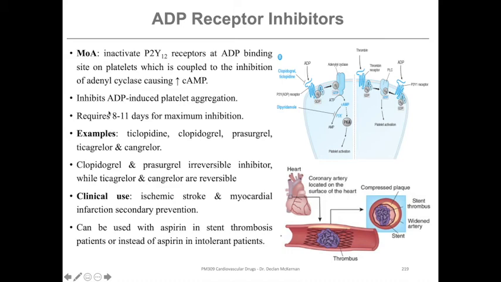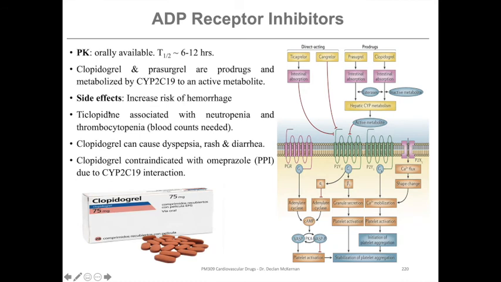Clinically, these are used for ischemic stroke and myocardial infarction secondary prevention, and they can be used with aspirin in stent thrombosis patients, or instead of aspirin in those that are intolerant to it. This is shown in the diagram on the bottom right. These drugs are orally available with a half-life of 6 to 12 hours. Clopidogrel and prasugrel are prodrugs and have to be metabolized first by cytochrome P450 2C19 to an active metabolite. This is illustrated in the diagram on the right.